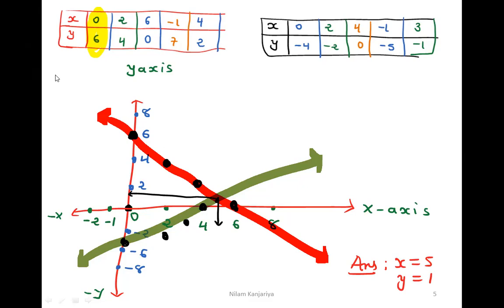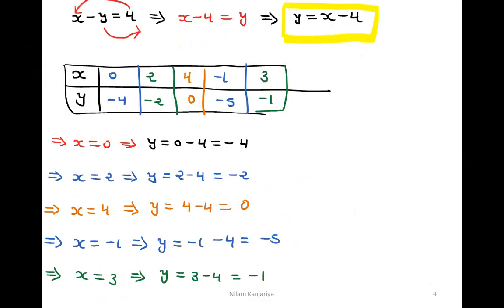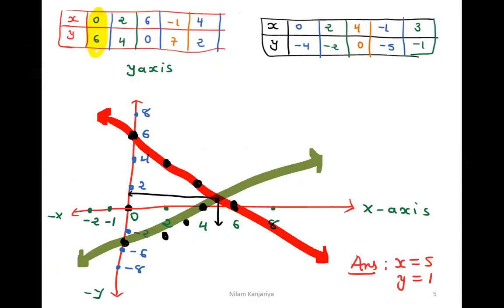So this is your first question. Hope you understood. First of all, you make a table. In this table, the choice is yours. You take any value of x, you get the value of y. Similarly, make the next table. Using these tables, you can draw the two lines. When the two lines are intersecting, this intersecting point is called your solution.